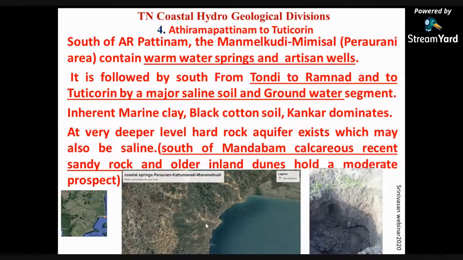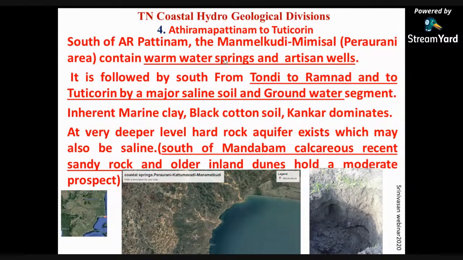Water starts flowing because once again you see the deep yellow color sandstone sediment. They extend into the sea also. They extend into the coast below. So automatically when someone drills, artesian wells come, and it seeps also. And some are warm water also.